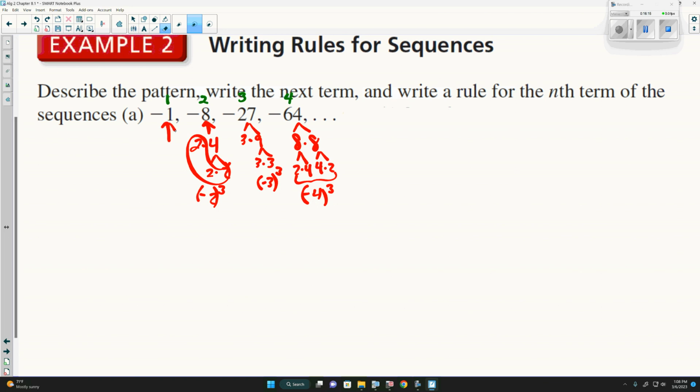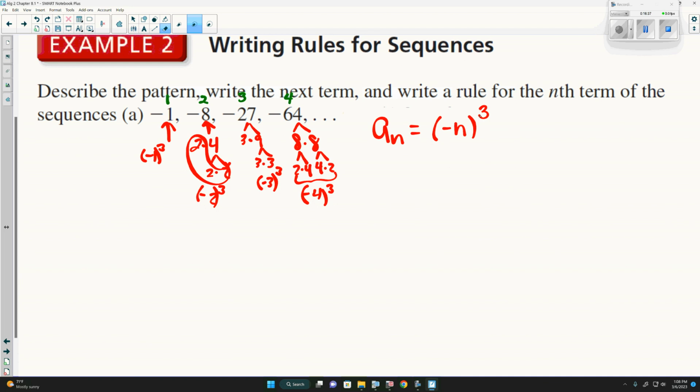Well, could we say that negative 1 is negative 1 to the 3rd? So what would the pattern be? The base of n is negative n to the 3rd. And sometimes seeing the pattern is not always clear, because sometimes it's easier to see than others.